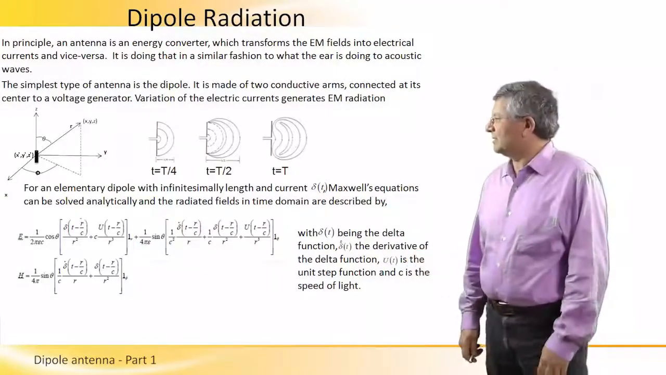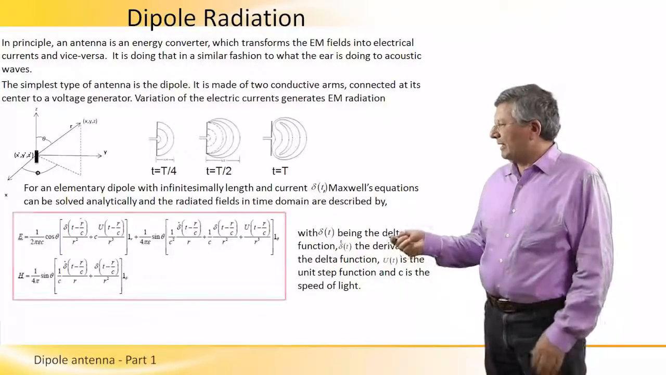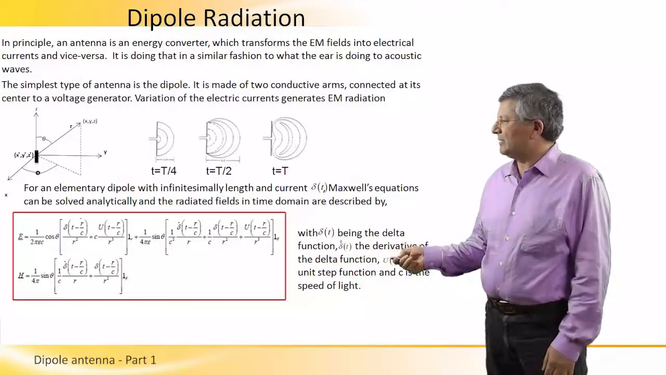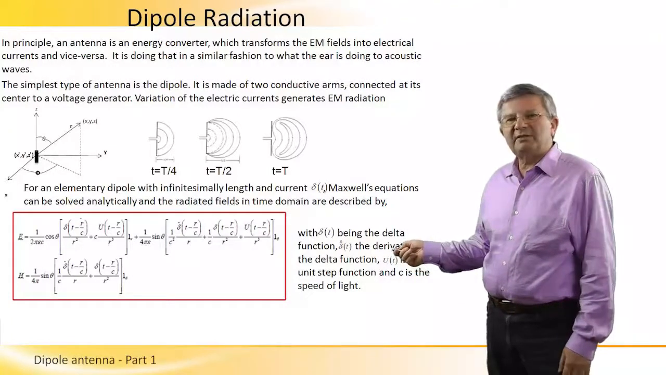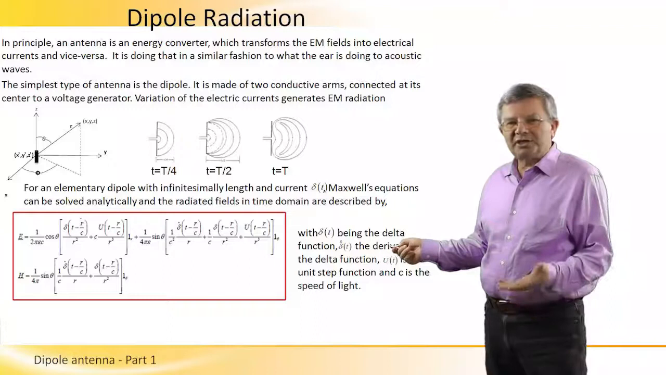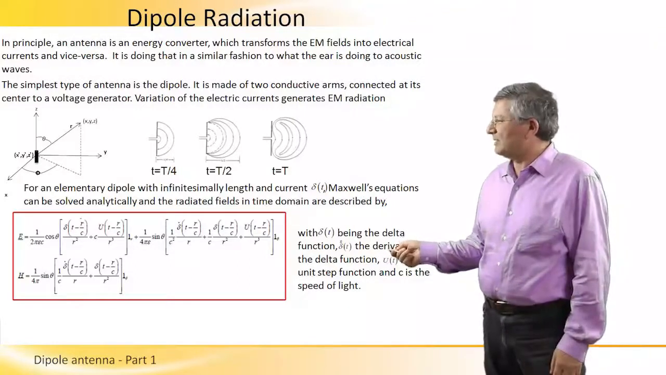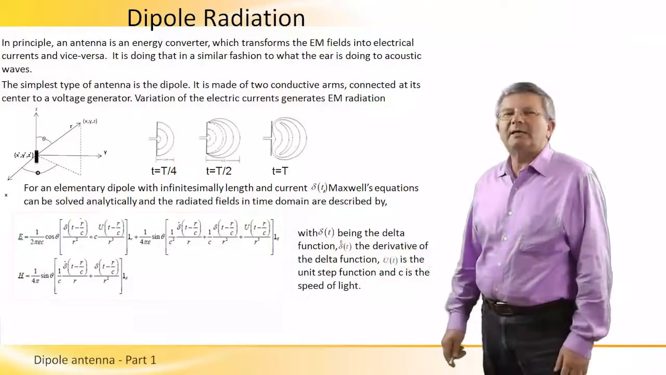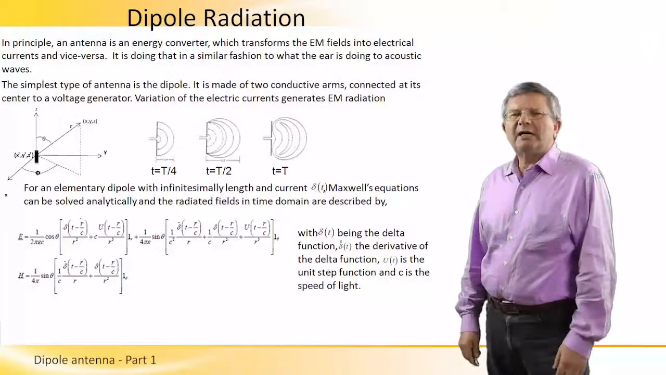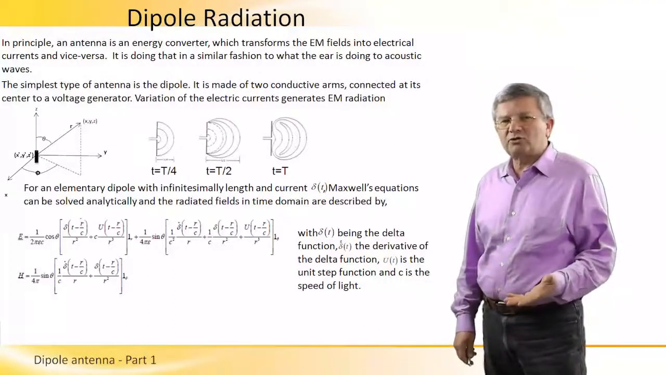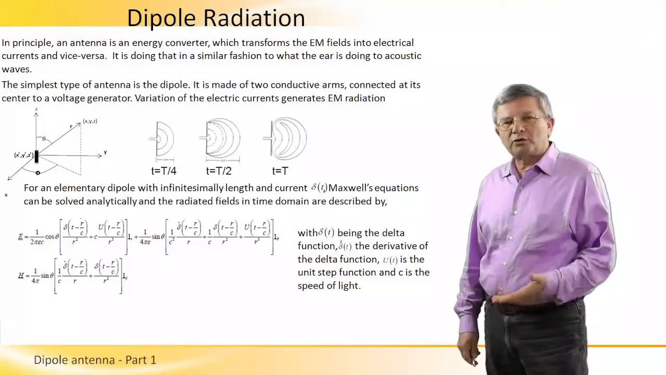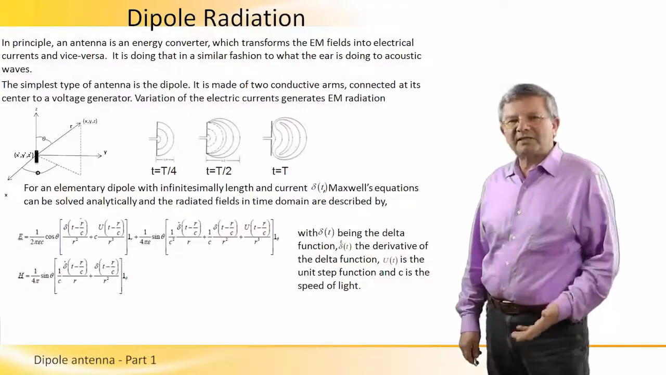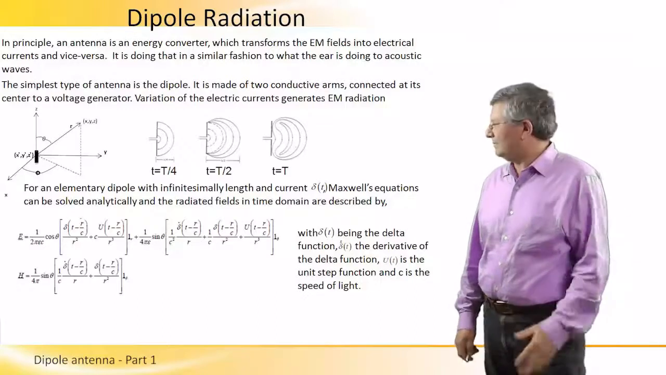For large distances, the electric field as well as the magnetic field are proportional to the derivative of delta, which is the current distribution. This is a very important conclusion, a very important observation, that the electric field and the magnetic field are proportional to the derivative of the current distribution on the antenna.